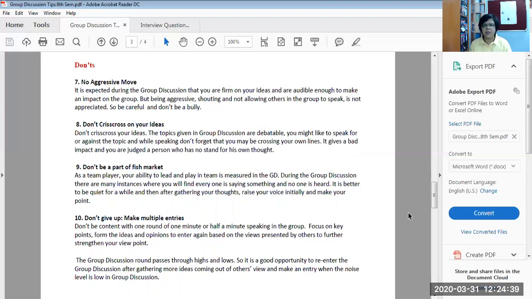And last but not least, try to speak more than once. Don't put all your points, all your ideas in one go. Take the next turn, take the third turn. As many times as you speak, you prove that you are very confident, you are very comfortable, and you have lots of confidence in what you're speaking. You know what you're doing.